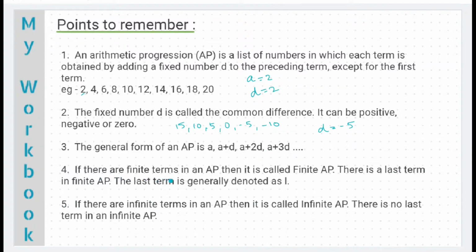If there are finite terms in an arithmetic progression, then it is called a finite AP. There is a last term in a finite AP. The last term is generally denoted as L, L for last. If there are infinite terms in an AP, then it is called an infinite arithmetic progression, and there is no last term in an infinite arithmetic progression.